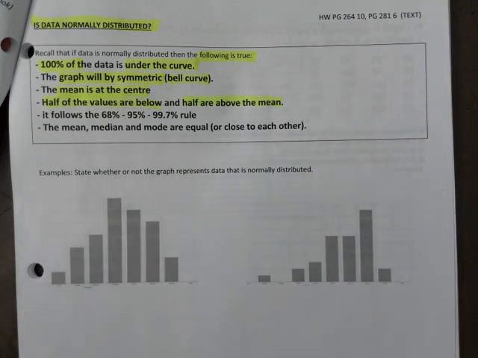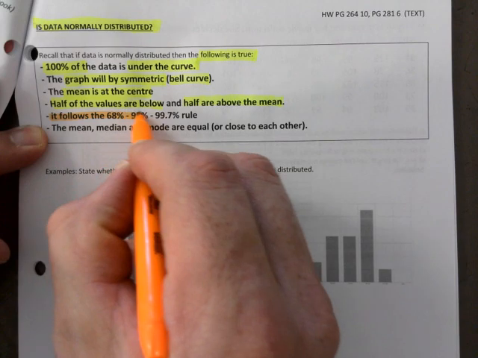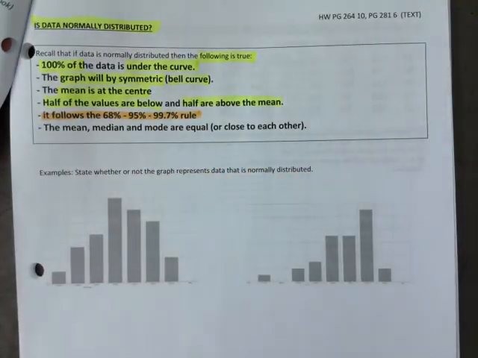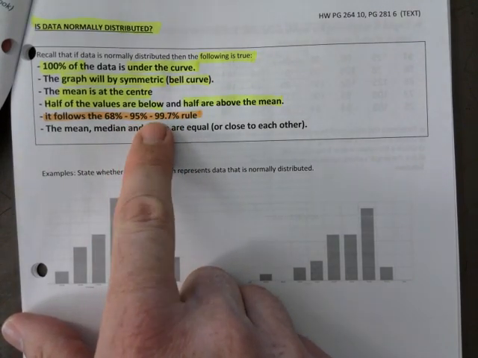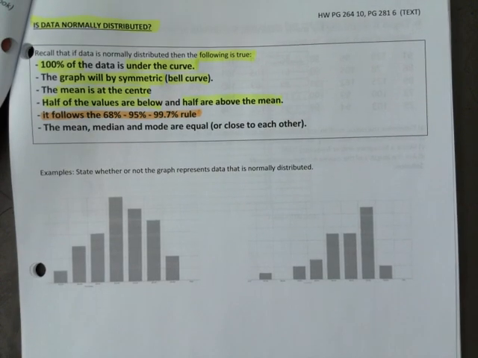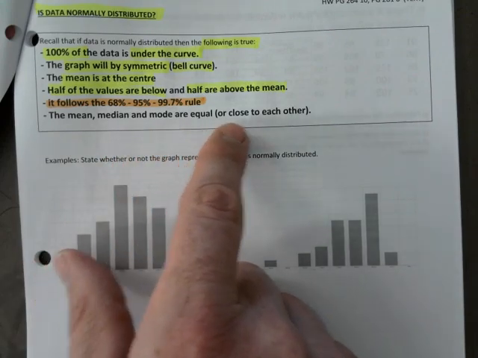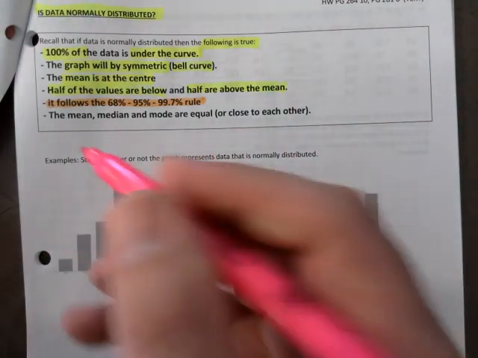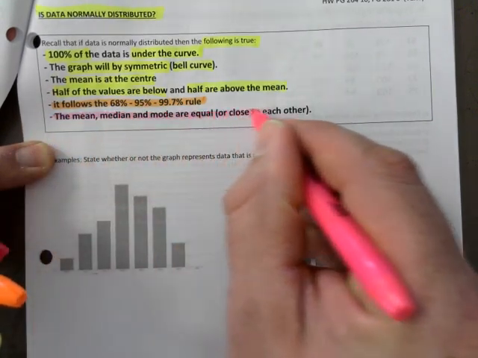It follows, this one is big, I'm going to give this a different color. It follows the rule that all normally distributed data has to follow. The 68, 95, 99, that's like the key to whether or not we're going to ultimately say that data is normally distributed. The mean, median, and mode are equal or close to each other. That's another indicator that your data is normally distributed.